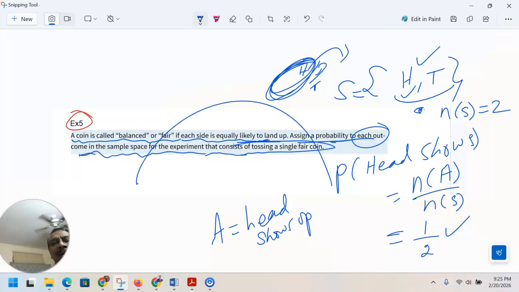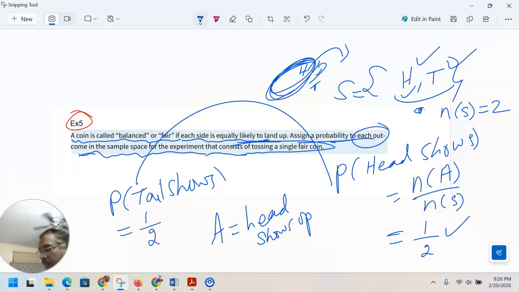And the same thing we can do here also. Probability that tail shows up. Again, you have only one tail here. So this becomes one out of two. You're done.